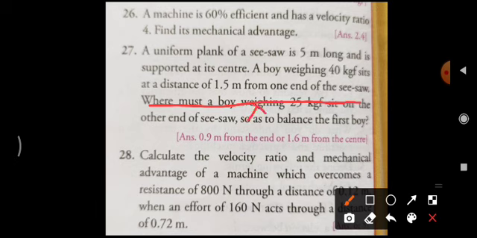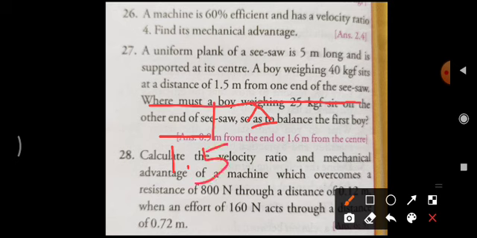At the center, the fulcrum is present here. A boy weighing 40 kg force sits at a distance of 1.5 meter from one end. If we consider the left hand side, the boy is sitting there, that is 1.5 meter from one end.